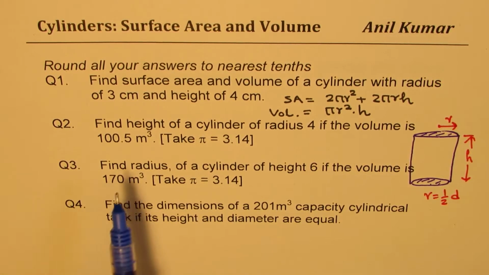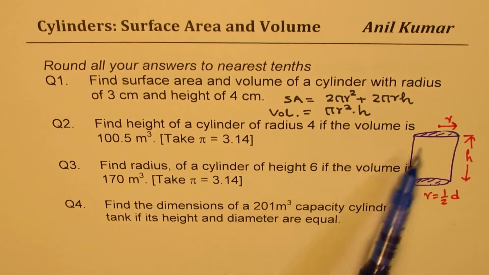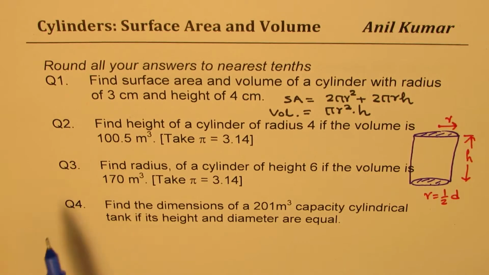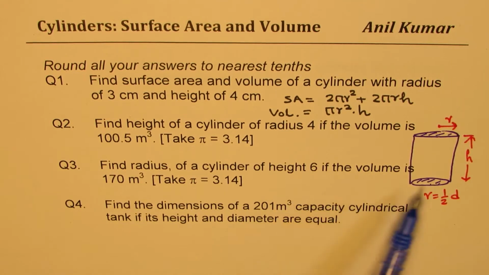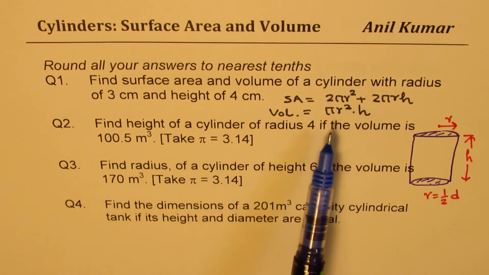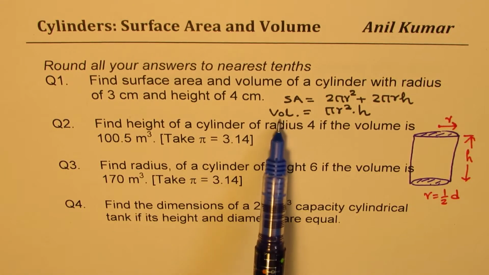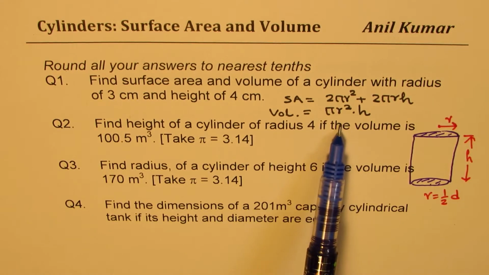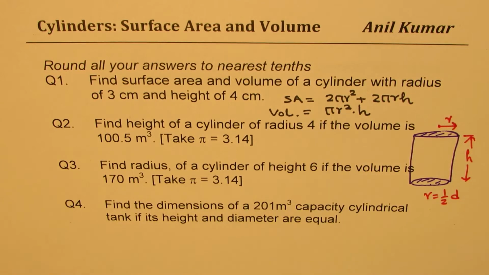Question number 2. Find height of cylinder of radius 4 if volume is 100.5 meter cube. Question 3. Find radius of a cylinder of height 6 if volume is 170 meter cube. So in these two questions, if you see, we are talking about volume. We have given the volume, and in one case we gave you the radius to find height. In the other case, we are giving you the height to find the radius.